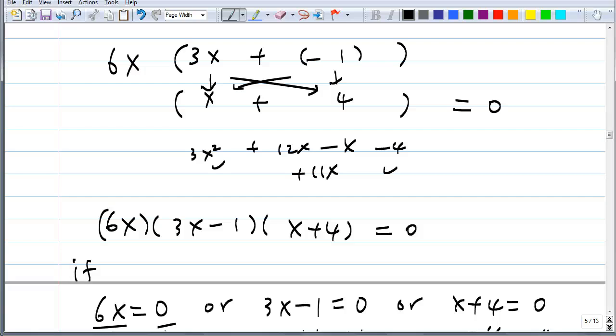By 6. What's 0 over 6? 0, right? 0 over any number is 0, right? Except 0. Okay, what about the other one? 3x minus 1 equals 0. We add both sides by 1 divided by 3. What do we get? 1/3.